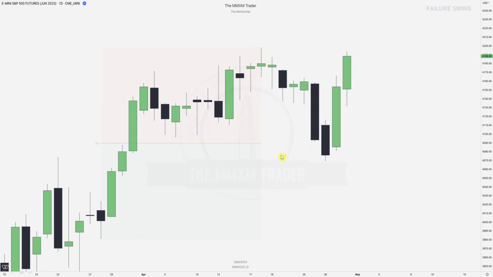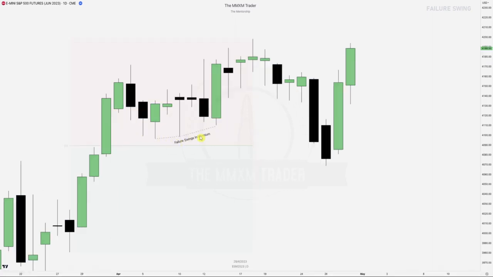And now think about that low resistance again, right? Where are the failure swings forming? We've got those failure swings down here, right? So this is low resistance liquidity, and this is a nice target where we can draw into.